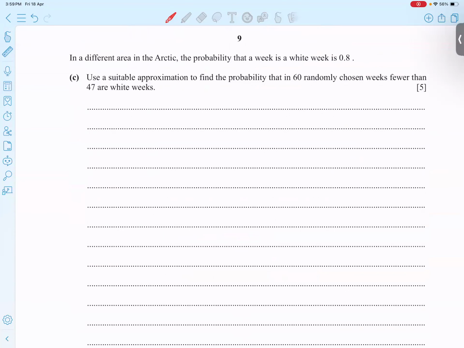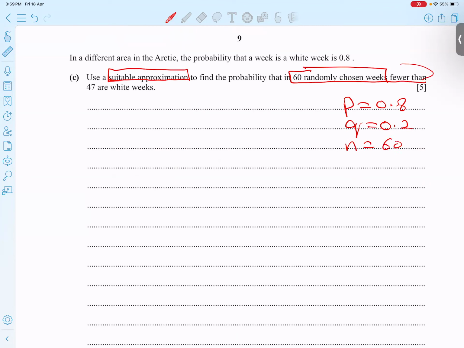Part C is in a different area. The probability of a white week is 0.8, so the probability of favor is 0.8 and the probability of not favor is 0.2. He's saying that whenever a suitable approximation comes up, we go for a special way to solve it. When around 60 randomly chosen weeks are sampled, fewer than 47, so the weeks are less than 47, we have to talk about white weeks.